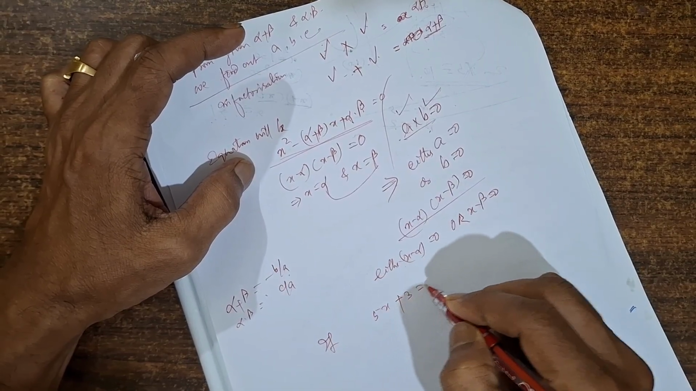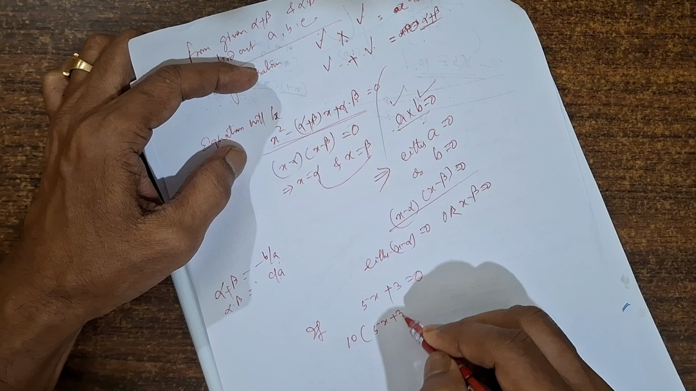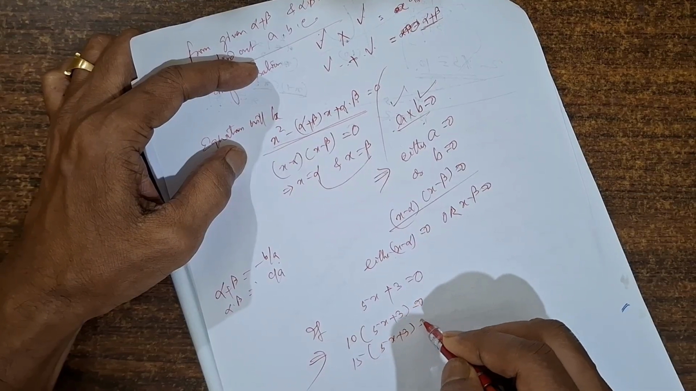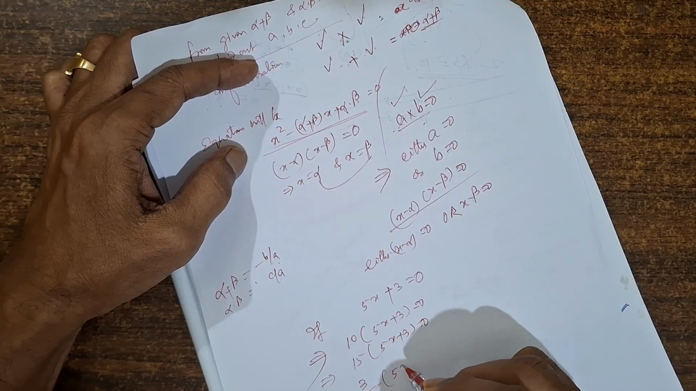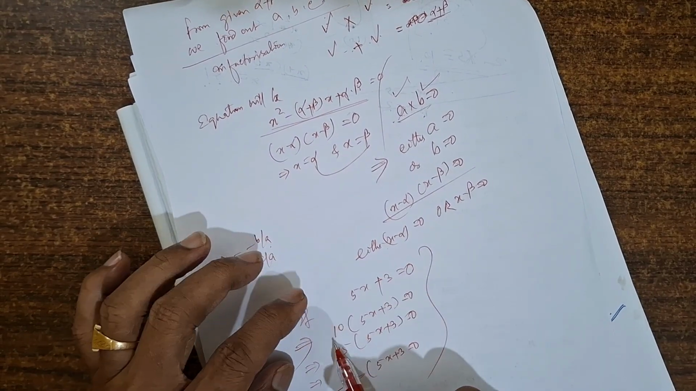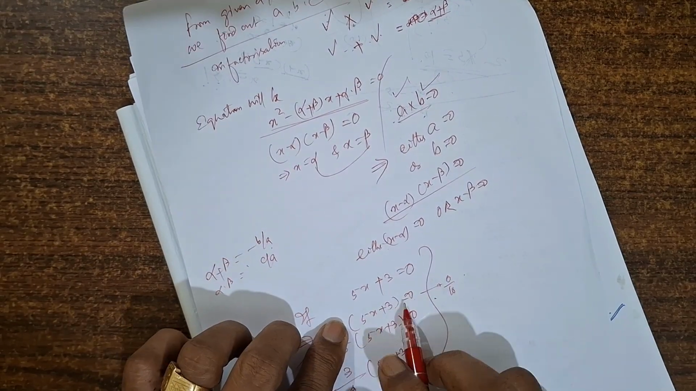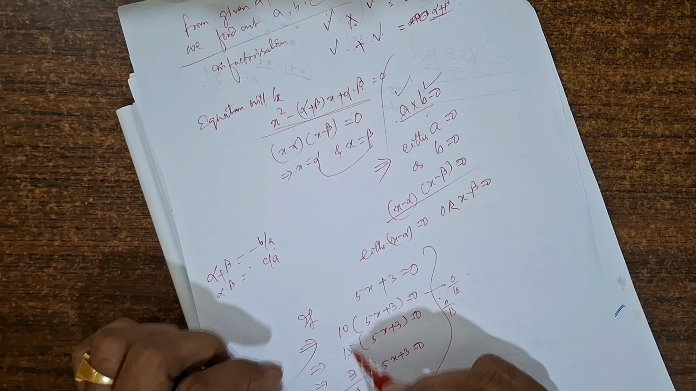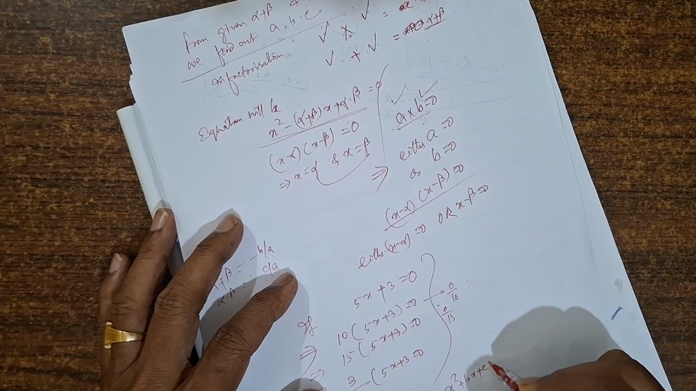If 5x plus 3 is equal to 0, is it not true that 10 into (5x plus 3) is equal to 0? 15 into (5x plus 3) is equal to 0. This implies 3 by 4 into (5x plus 3) is 0. Why? Whatever you multiply, the result is 0, and automatically when you divide by 10, 0 by 10 I get 0, so 5x plus 3 is equal to 0. If you divide by 15 here, 0 by 15 is 0. So no problem.